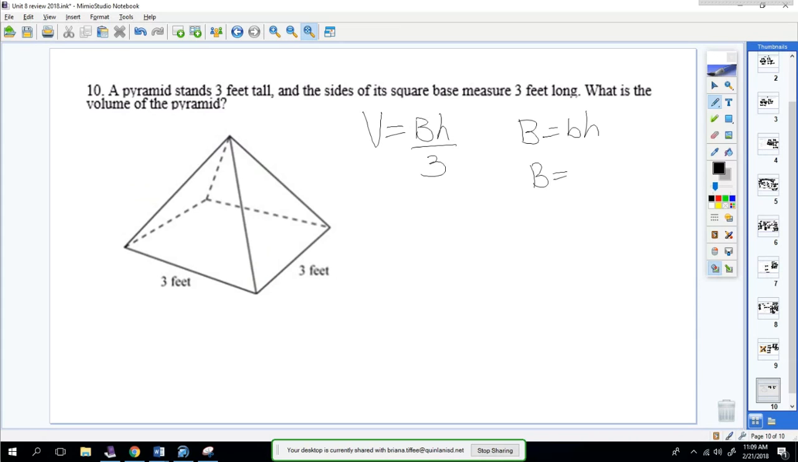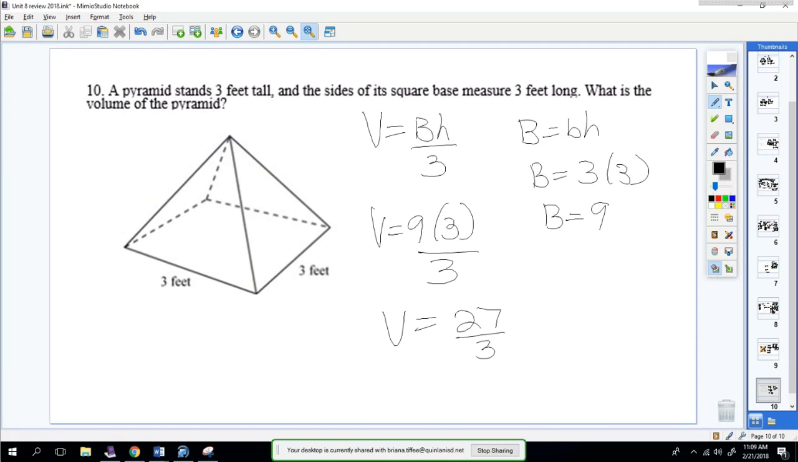Well, the base of the pyramid is 3, and the height is 3. So 3 times 3 is 9. Then you're going to do 9 times 3, because the height of the pyramid is 3, divided by 3. So 9 times 3 is 27, but then you divide it by 3, which brings you back to 9. So the volume is 9.